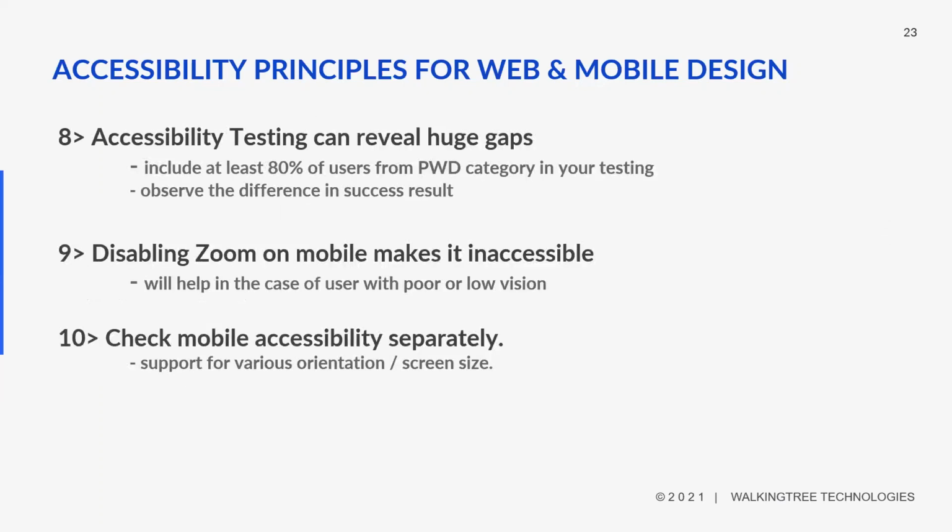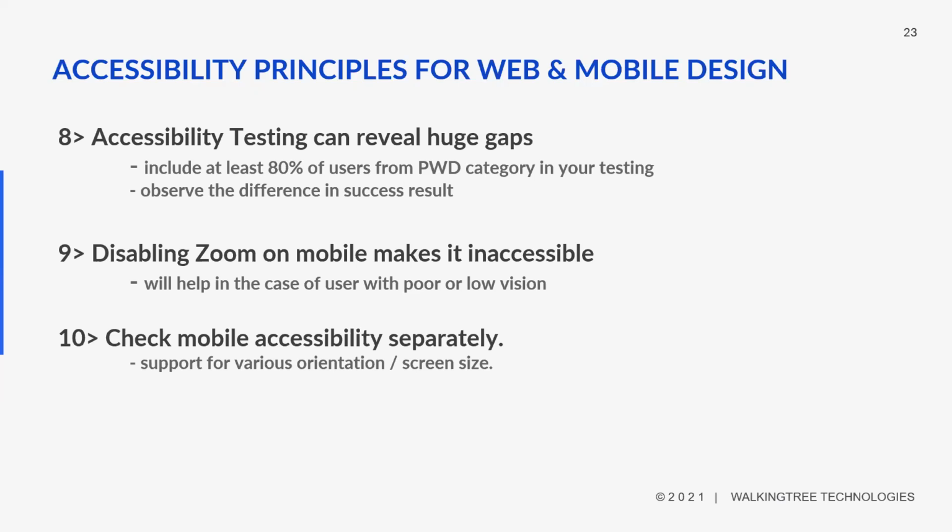Again, these are some general practices from an accessibility point of view. When we are testing for accessibility, at least we should try to include 80% of the users from the PWD category, because otherwise, let's take for example, you include a group A with people without any disability, and a group with 80% disabled people. The result is going to change for sure. That is what we have noticed in our accessibility testing results and reports.